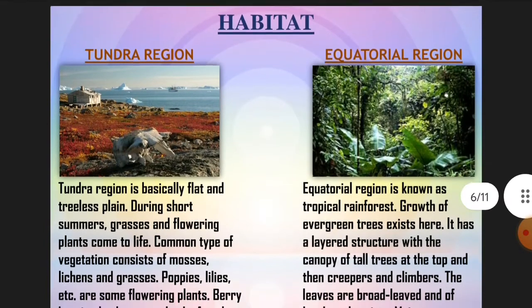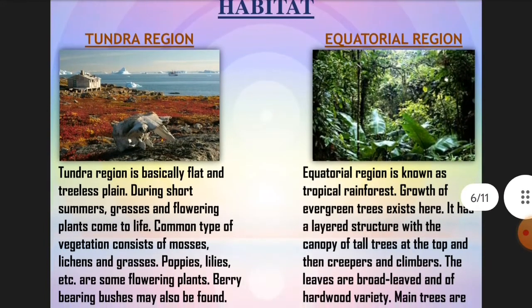Now coming to the habitat of Tundra and the Equatorial region. Tundra region is basically a flat and treeless plain, though during the short summers grasses and small flowering plants grow, making the greenery-less area a green one. We can see the different colors of flowers and the shrubs that grow during the short summer months. Poppies, lilies, etc. are some flowering plants. Berry-bearing bushes may also be found.